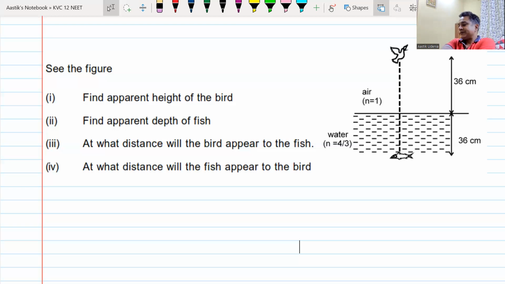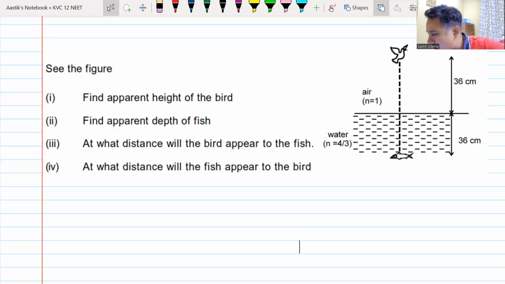See the figure. Find the apparent height of the bird. Now, when I say apparent height of the bird, it means the height which the fish would see. The actual height, as you can see, is 36 centimeters. The real height is 36 centimeters from the surface of water. You have to find the apparent height of the bird. The fish is also 36 centimeters below water.